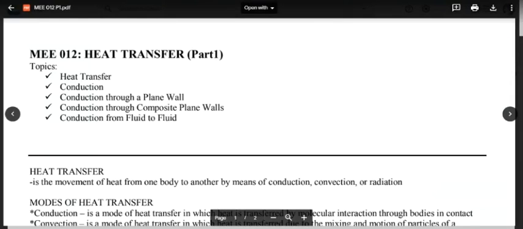Okay, so first topic that we will discuss is some background about heat transfer. Second will be about conduction. Third is the conduction through a plane wall. Fourth is conduction through composite walls. And then the fifth one is the conduction from fluid to fluid. So that will be the focus of our topic for today.